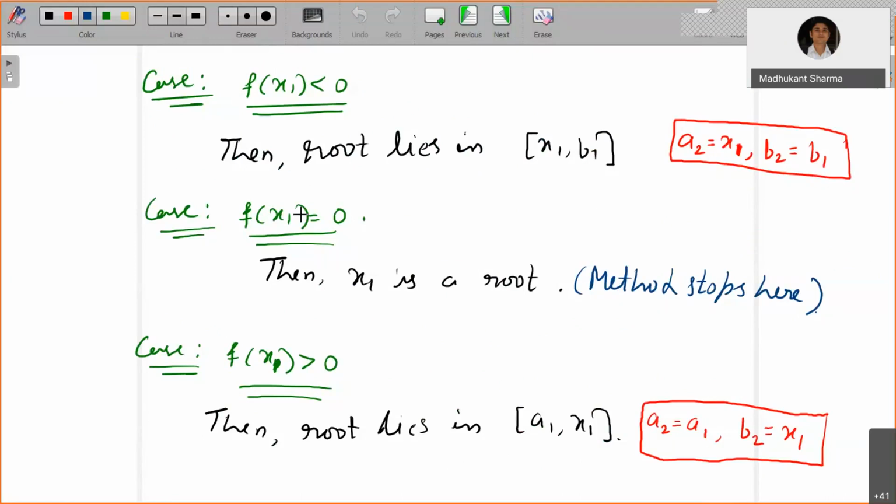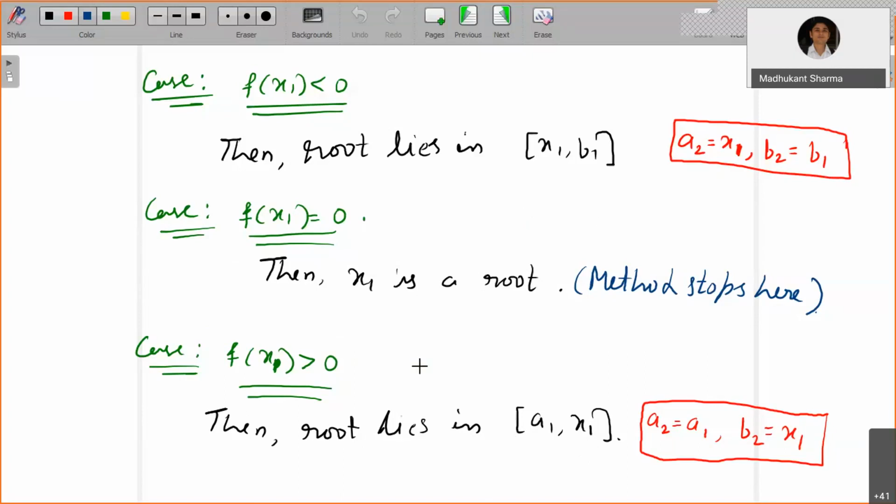Now in the case of f of x1 equals 0, then x1 is the root and the method stops here. Now if f of x1 is greater than 0, then the root lies in the interval a1 to x1, so we will call a2 as a1 and b2 as x1. So in any case you are obtaining a new interval a2 to b2, which will be half of the previous one.